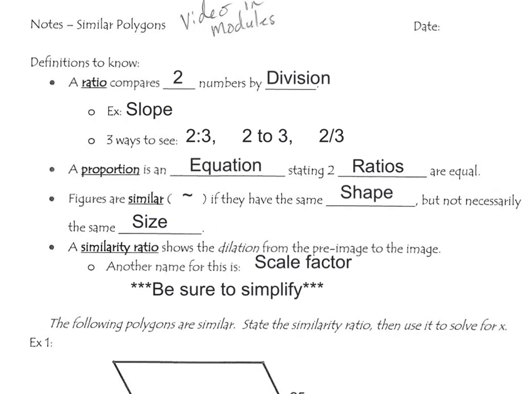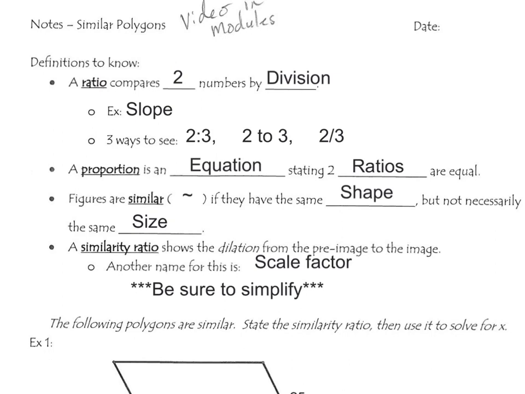All right, so we are going to start talking about similarity. We're going to start off with similar polygons. So the definitions to know, first off, this word ratio, hopefully you've heard that before. It's when you're comparing two numbers using division. It's fractions. Fractions are ratios. Fractions are division that has not been done yet.